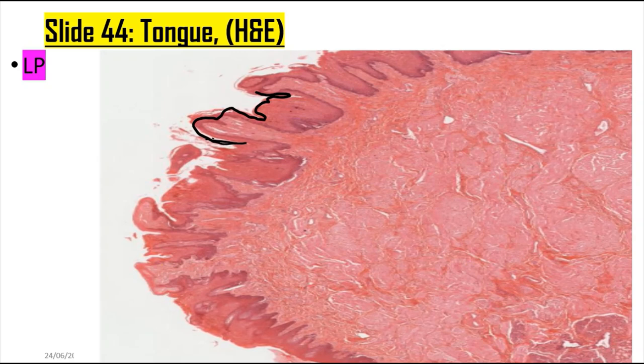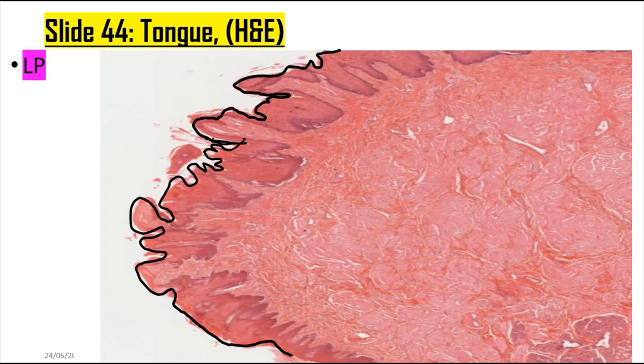So the tongue has got complex papillae. You've got filiform papillae, circumvallate papillae, foliate papillae. So these are papillae. Papillae are filled with squamous epithelia, some of which is keratinized, some of which is non-keratinized. Now this is the subcutaneous tissue of the tongue, which contains muscles. So these are muscles. The muscles that are found in the tongue are actually skeletal muscles.